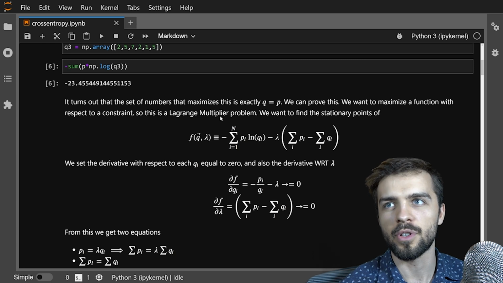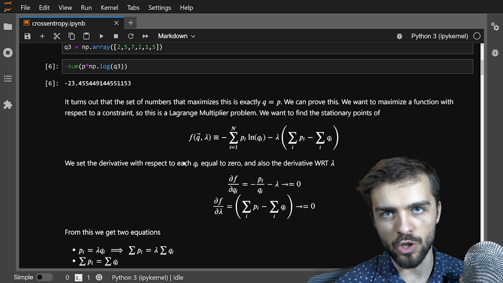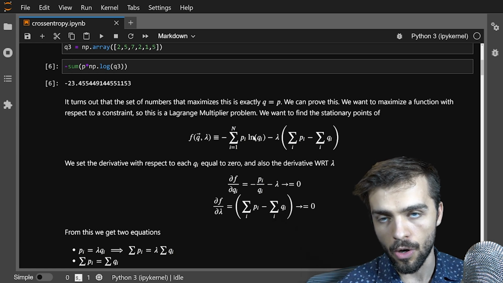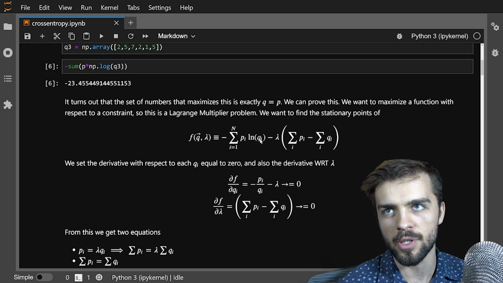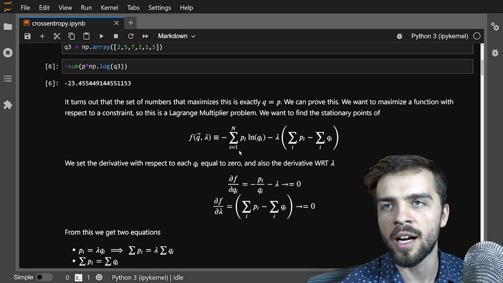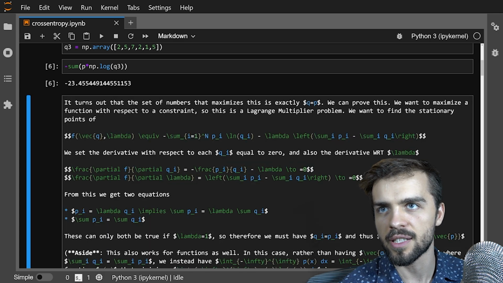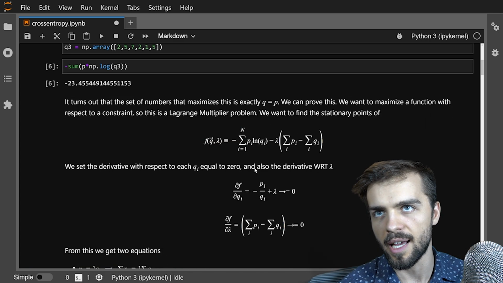So we have it set up for a Lagrange multiplier optimization procedure. Then what you do is you set the derivative of f with respect to all the free parameters to zero. The free parameters are the qi's, so df/dqi is equal to 0, and also df/d-lambda is equal to 0. And I realize there's a mistake here. This needs to be plus lambda.